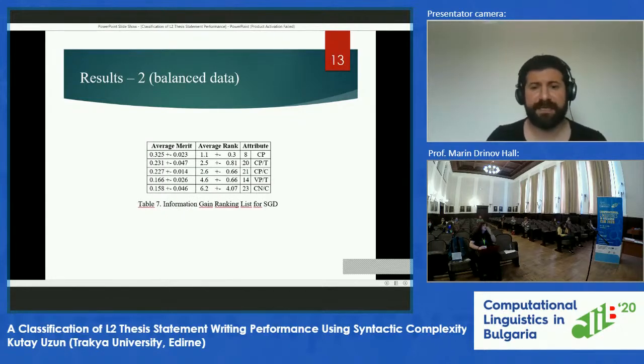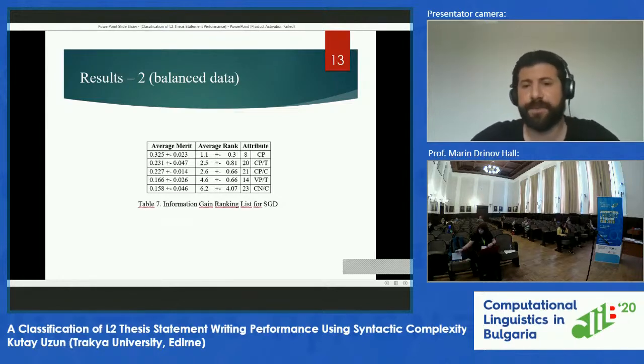And with the balanced data, the largest information providing variables were more or less the same, with one difference actually. But then again, the top 3 variables which provided the largest information were again related to coordination: coordinate phrases per T unit, and coordinate phrases per clause. And then again, verb phrases per T unit was in the 5 most information providing variables. So actually there was not a big change between the imbalanced and balanced data.